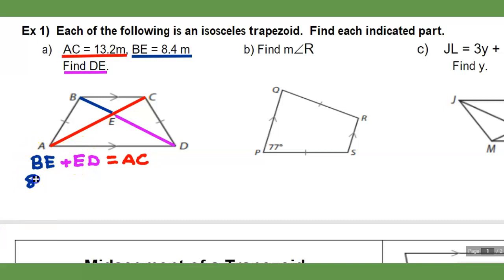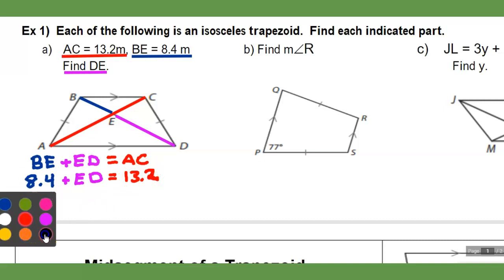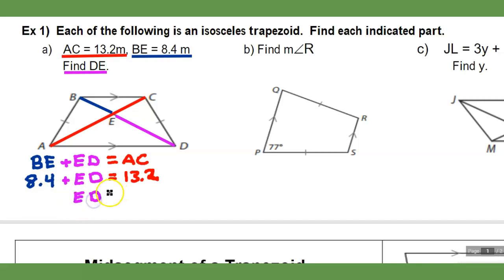So BE is 8.4. ED, or DE, what we're trying to solve for here. AC is 13.2. Good. And then do a little bit of algebra and subtract 8.4 on both sides. And we'll have ED congruent to 13.2 minus 8.4, which equals 4.8 meters.